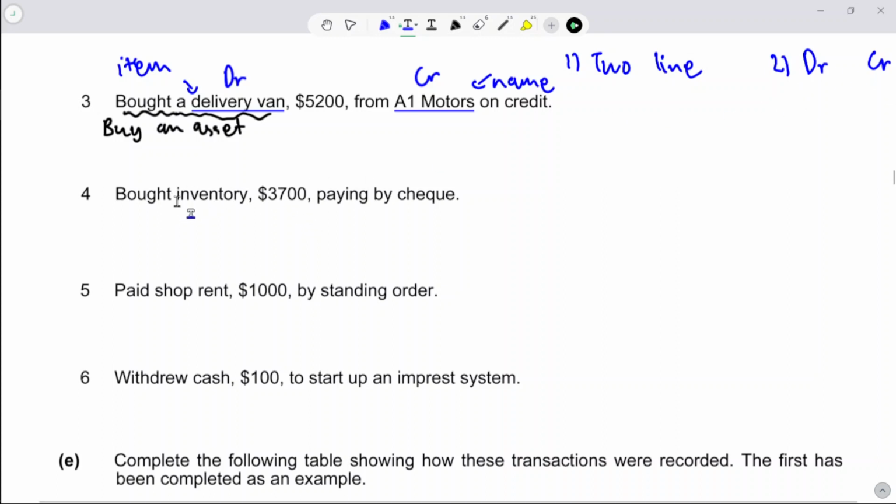Two lines. Bought inventory, and then check. Bought inventory is a purchase, so we debit. Then check is the bank. So if there is one debit, the other one will be credit.